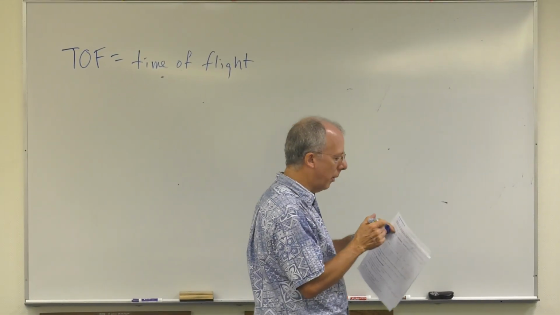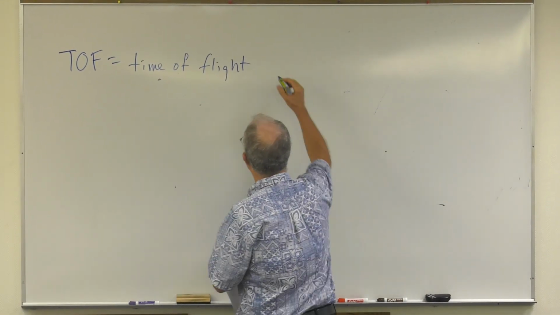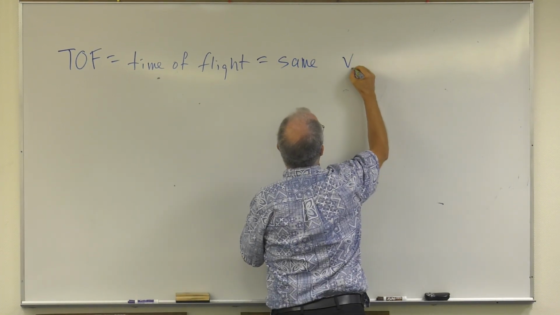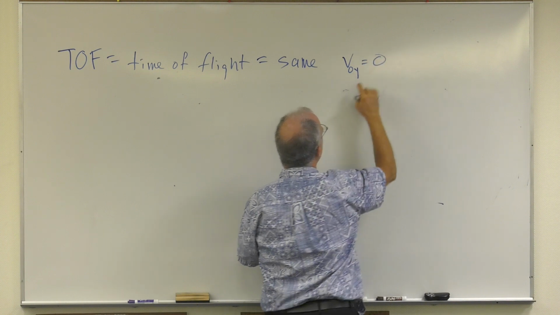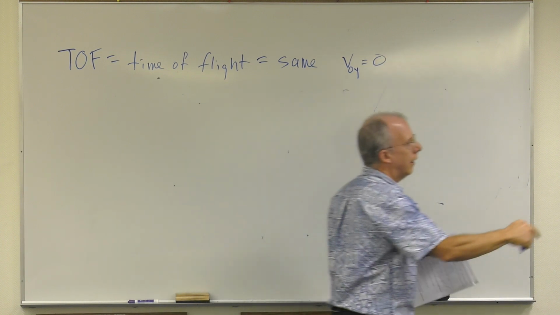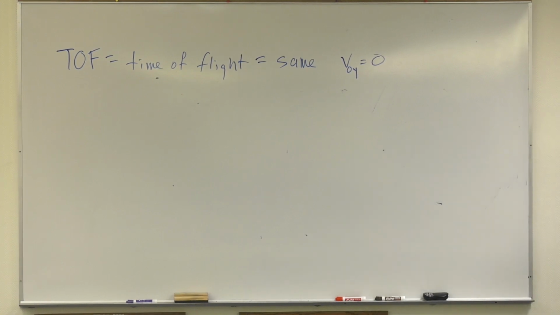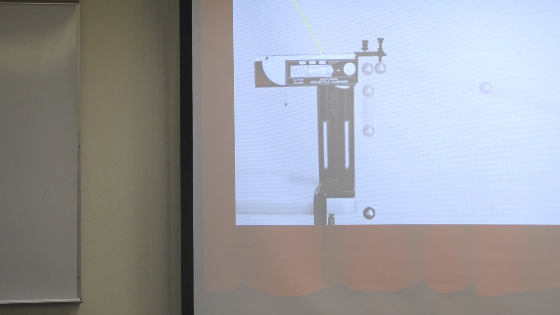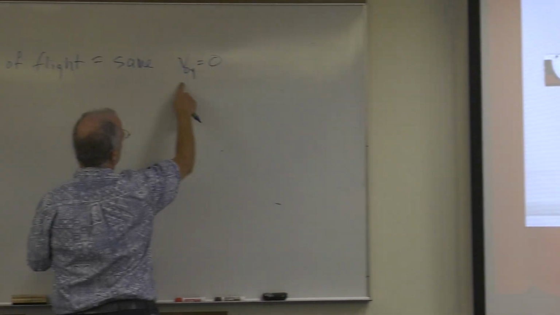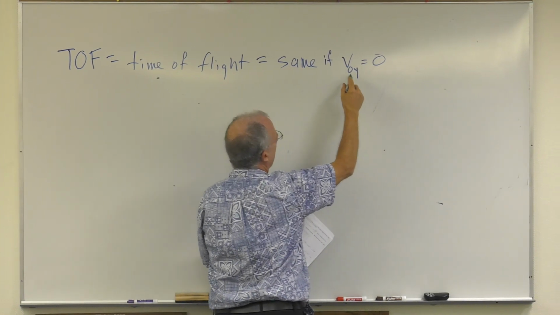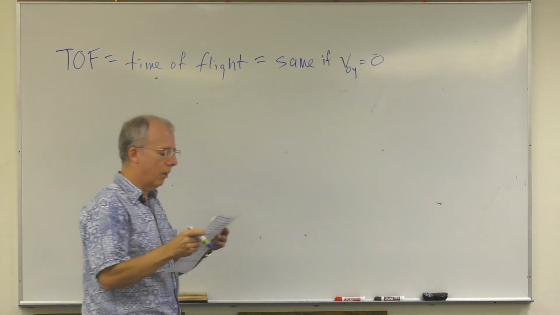So we want to prove that the time of flight is the same when the vertical component of the velocity is 0. This ball only has a horizontal component. It doesn't have a vertical component. So we want to show that the time of flight is the same if v0y is 0.